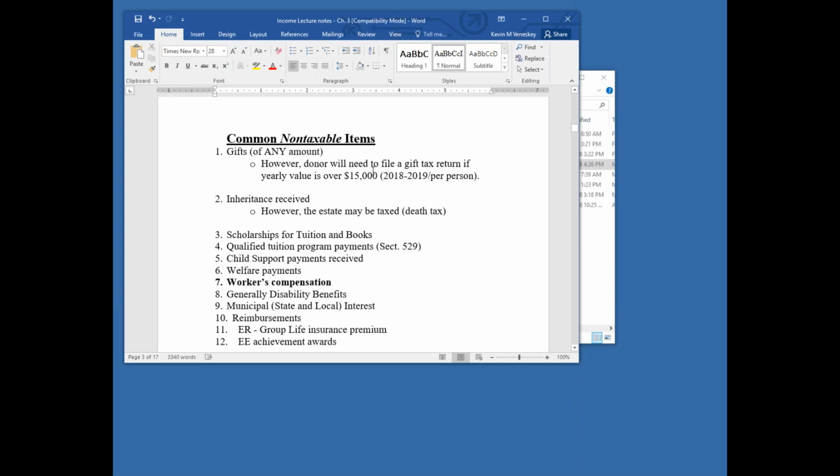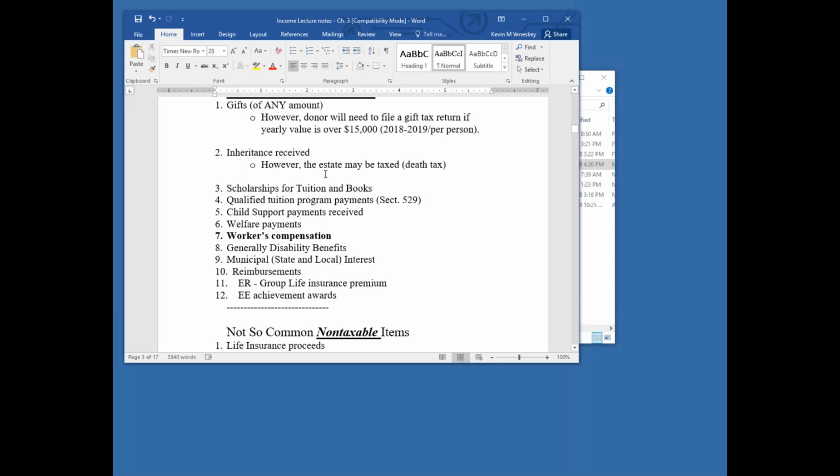Now, each person can give $15,000. So your mom could give you 15 and your dad could give you 15, and neither of them would hit that threshold. And then your mom could give your wife 15 and your dad could give your wife 15. So there's a chance you could get $60,000 and nobody has to do anything. But you, as the person receiving the gift, never have to do anything.